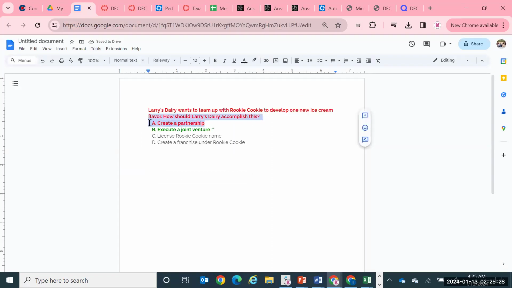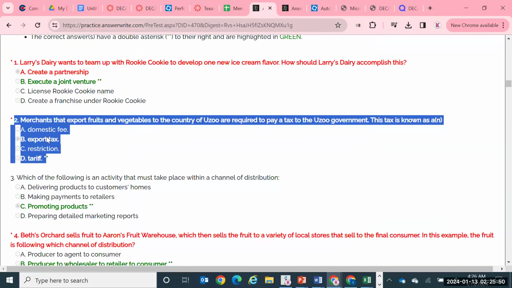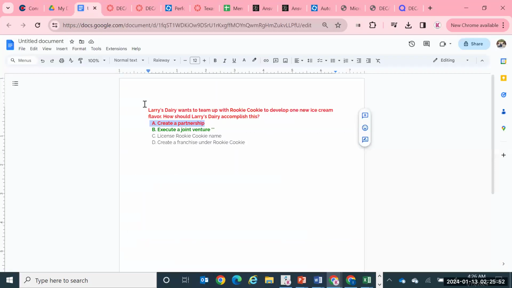If I were you, I would take away those other answer choices so that you only have the correct answer. But you want to see the ones that you got wrong, because sometimes DECA does reuse the questions, or they might just change the name of the company or whatever. So you're going to go back to your test and copy and paste all the ones you got wrong onto the test.